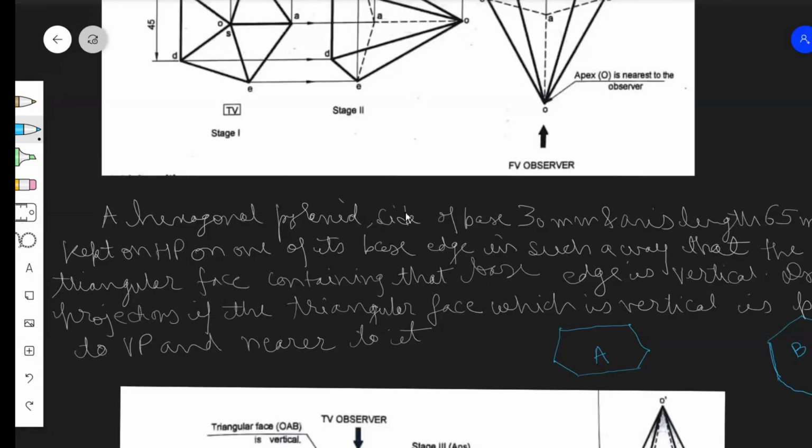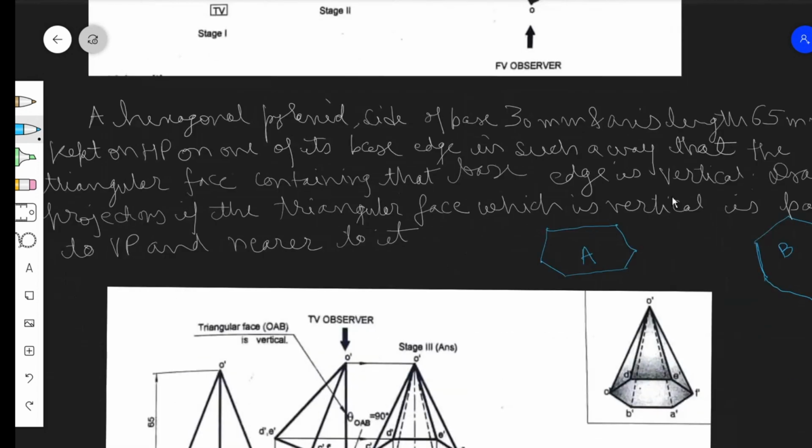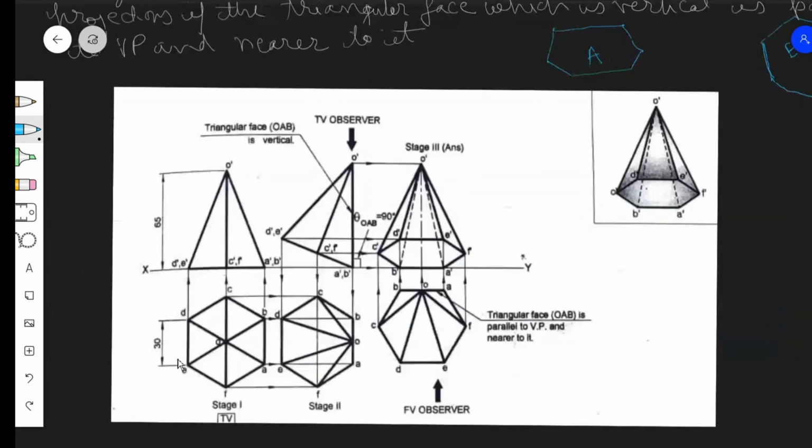See, it is resting on HP on one of its base edges in such a way that the triangular face containing that base edge is vertical. Such a way that the triangular face, how will we make it vertical? This is the triangular face. Now if I have to make this triangular face vertical, what should I have here? Edge and corner.